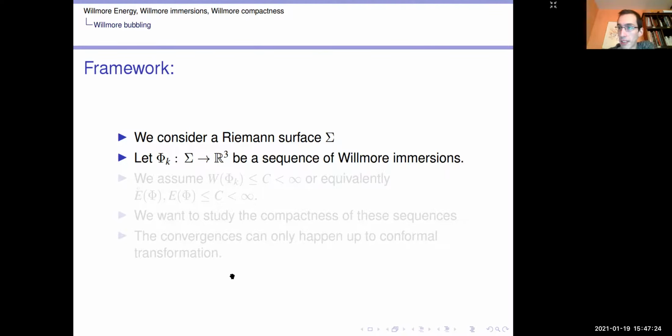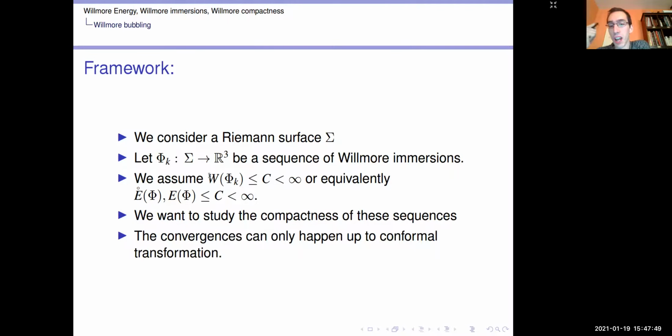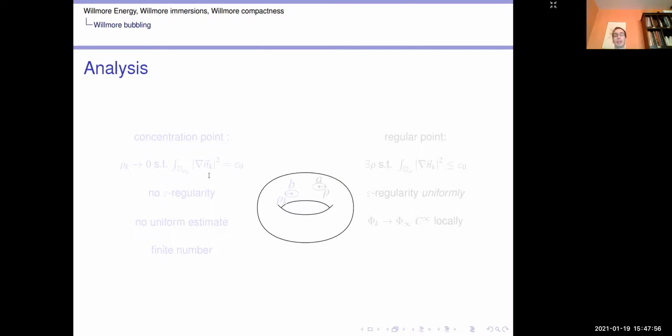Okay, so I want a compactness result. So I need to bound the energy. And since the topology is fixed once and for all, bounding the Willmore energy bounds the total curvature. Okay, and I want to study the compactness of these sequences. Well, the thing is, since I'm considering a conformally invariant problem, any convergence that may happen will happen only up to a conformal transformation. So this will be the first difficulty.